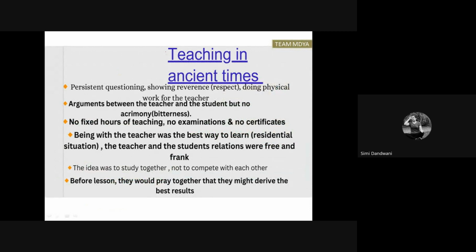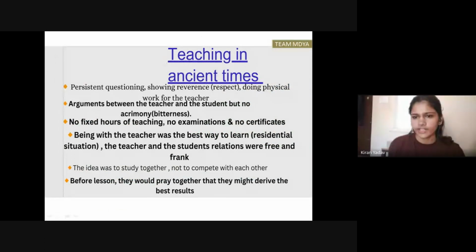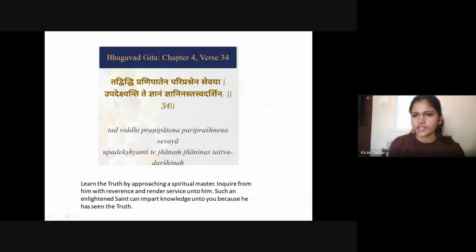So next, this is teaching in ancient times. As you can see, the first point: persistent questioning, showing reverence, doing physical work for the teacher. This line is from the Srimad Bhagavad Gita, chapter 4.